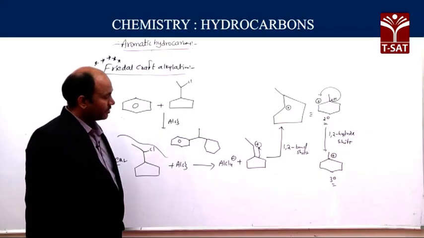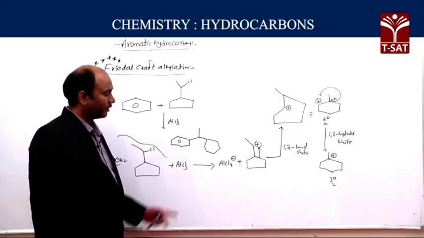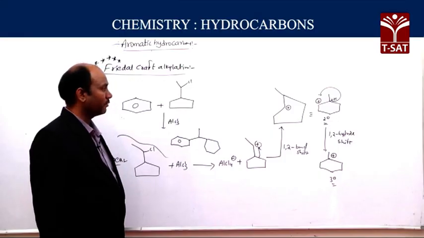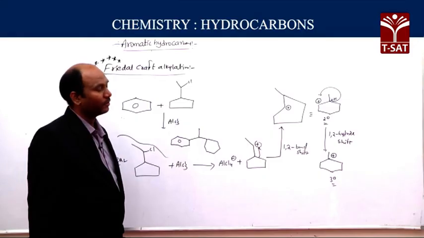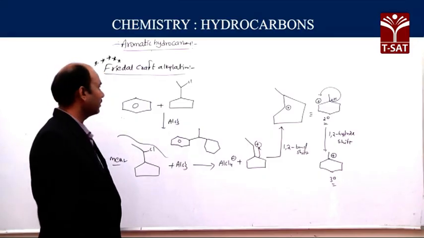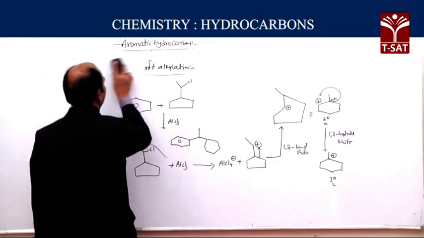So a 1,2 bond is shifting. Why is it a 1,2 bond shift? Because of ring expansion, the 5-membered ring is converted into a 6-membered ring. After that, in the 1,2 hydride shift, the secondary carbocation is converted into a tertiary carbocation. So this is Friedel-Crafts alkylation.